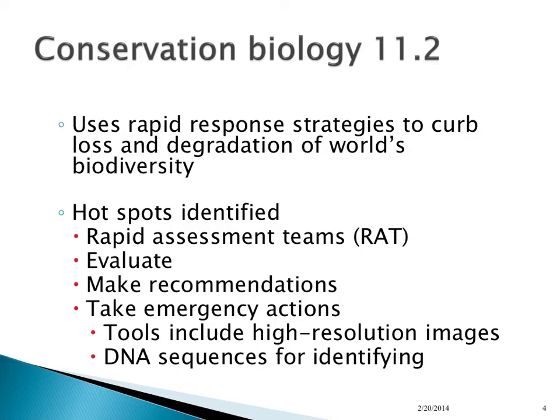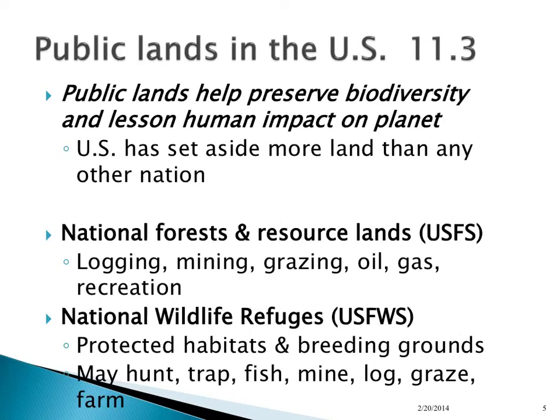We have rapid assessment teams. They evaluate, they make recommendations, and of course take emergency actions. They include tools that have high-resolution images. The beauty of satellite imagery right now is we can keep an eye on a lot of regions, particularly areas like Brazil, which has the largest remaining tropical rainforest, and make sure they're not destroying it too fast. And we're using DNA sequences for identifying what species are going extinct, and maybe even discovering new ones along the way.